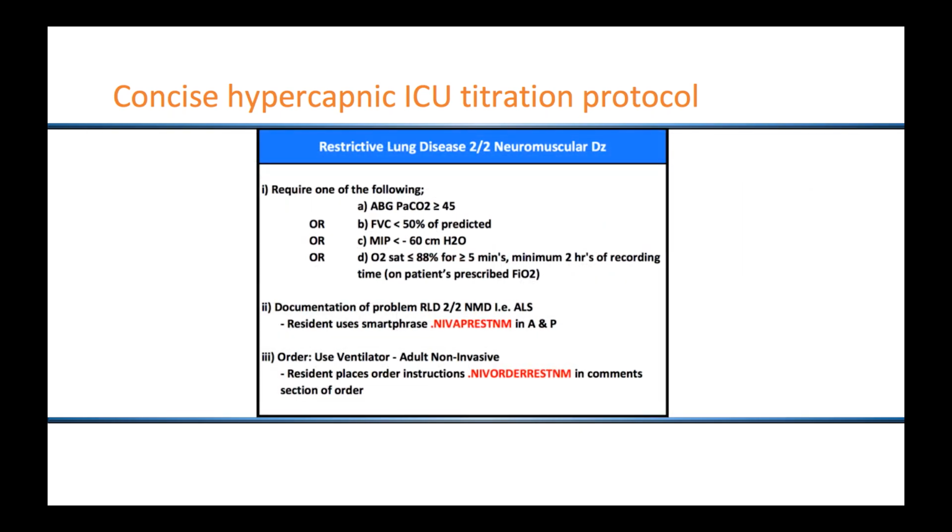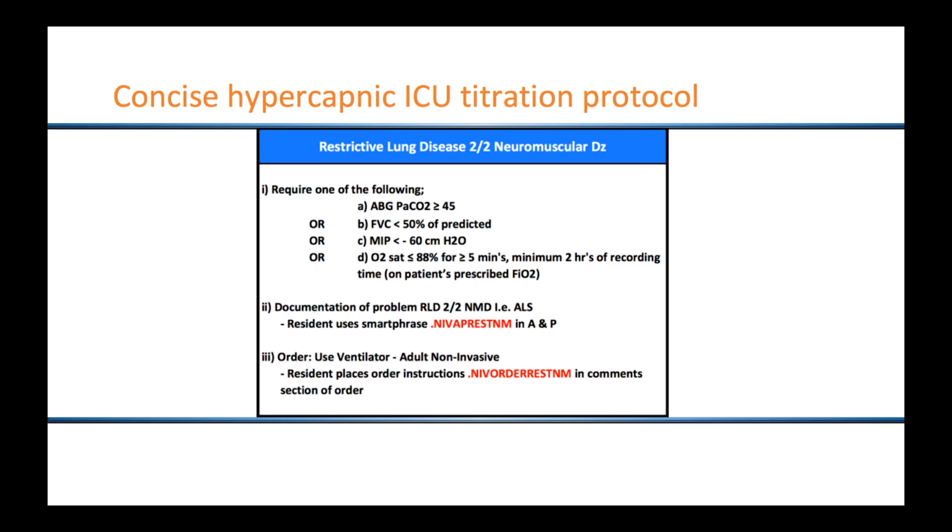We'll begin with restrictive lung disease due to neuromuscular disease, such as in ALS. Anytime a patient with ALS presents to the hospital and is found to be hypercapnic, this is considered an emergency and they cannot leave the hospital without a BiPAP ST machine. They need one of the 4 criteria in order to qualify for that BiPAP ST prior to discharge.